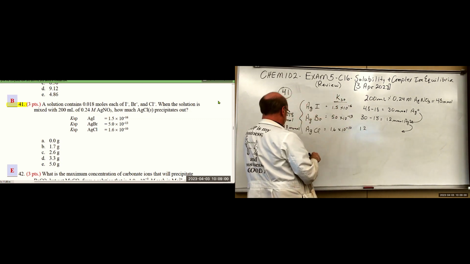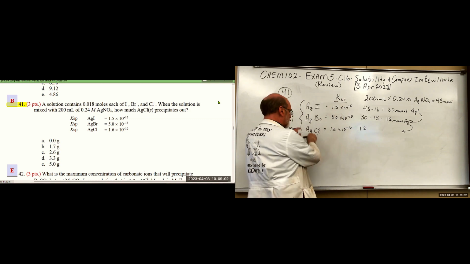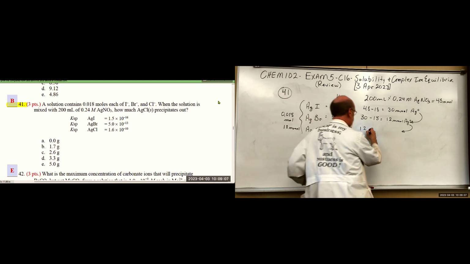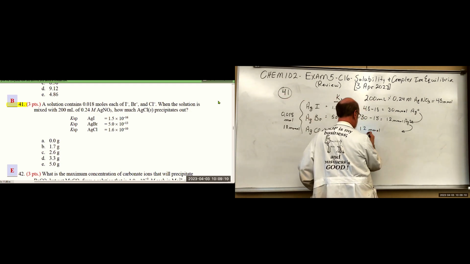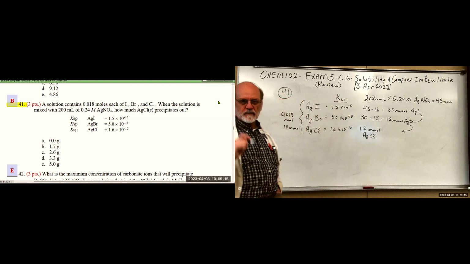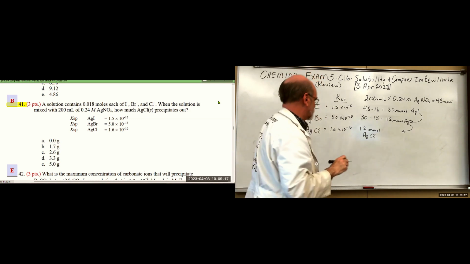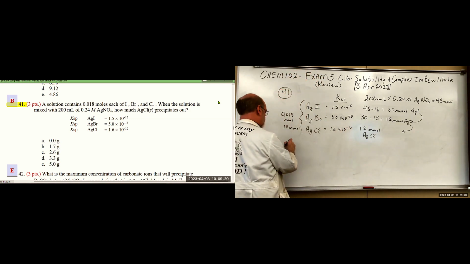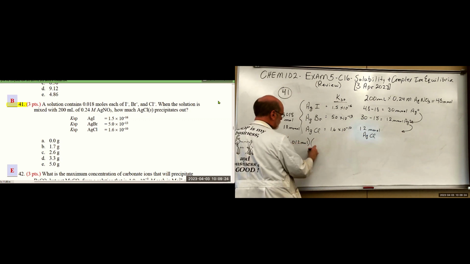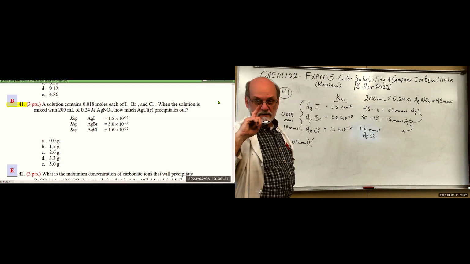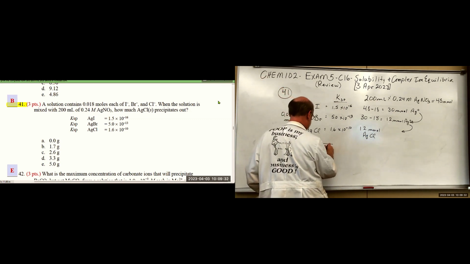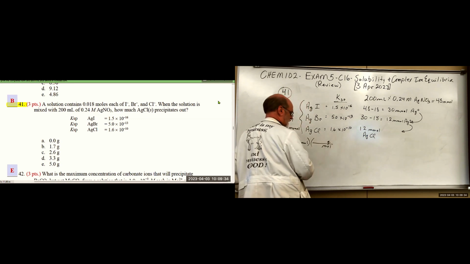So now, we don't have enough to use up all of the chloride. We're only going to have this many millimoles of silver chloride. And the question asks for how many grams. So we have to convert that back to 0.012 moles so that we can convert it to grams of silver chloride. Right? Moles on the bottom, grams on the top.